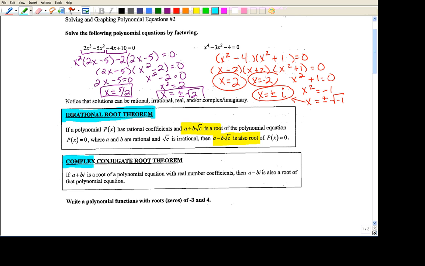Similarly, the complex conjugate root theorem states that if a plus bi is a root of a polynomial equation with real number coefficients, then a minus bi is also a root. So just like the square root will always come in pairs of positive and negative, i will also always come in pairs of plus and minus, or positive and negative.